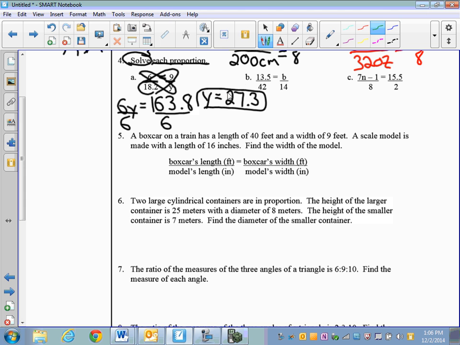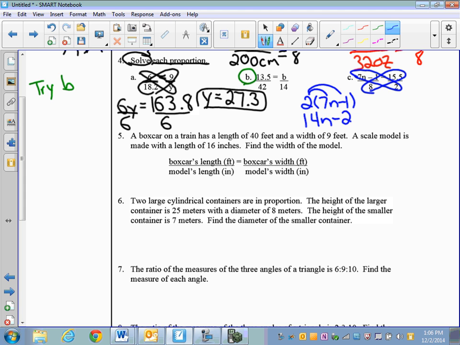That should be enough information for you to try letter B, and we'll do letter C together. Again, we have that equal sign in the middle, so we're going to cross multiply. We get 2 times 7n minus 1. That's going to be the distributive property. So I'm going to get 14n minus 2 is equal to 8 times 15.5.